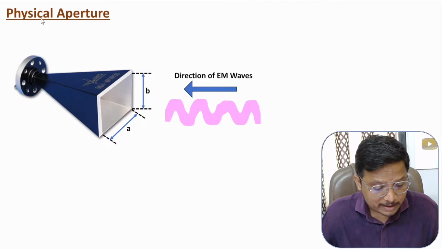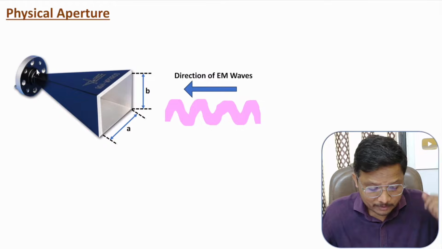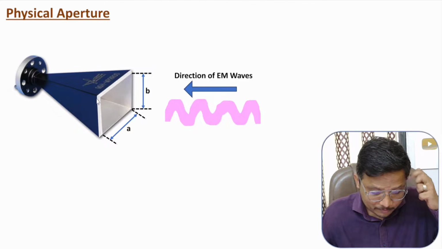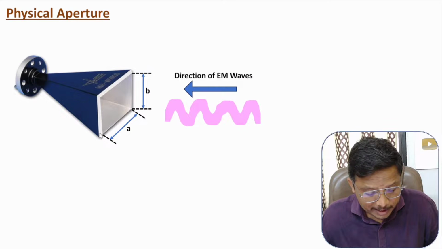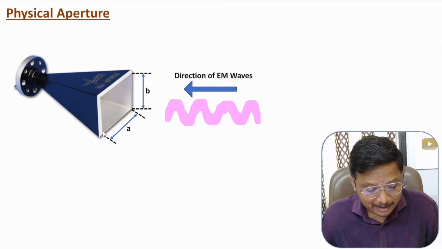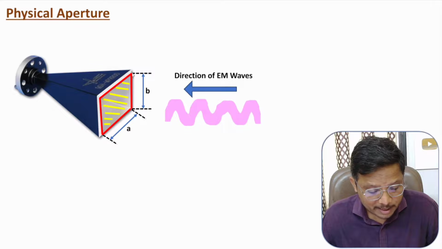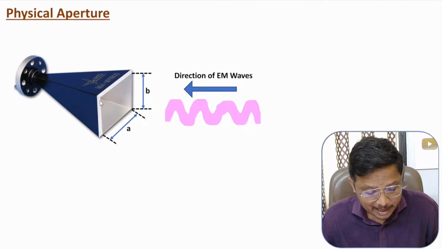To understand physical aperture, I'll be considering a horn antenna example. Here we have a horn antenna, and this horn antenna has an opening over here. This is a rectangular horn antenna, so it has opening dimensions of A into B. Physical aperture is the physical dimension of the antenna which will be receiving EM waves. So the physical dimensions are how much? A into B, right? So physical aperture is A into B. This is the aperture responsible for reception of EM waves with this antenna.